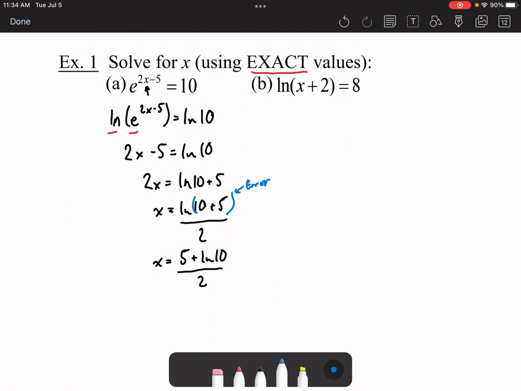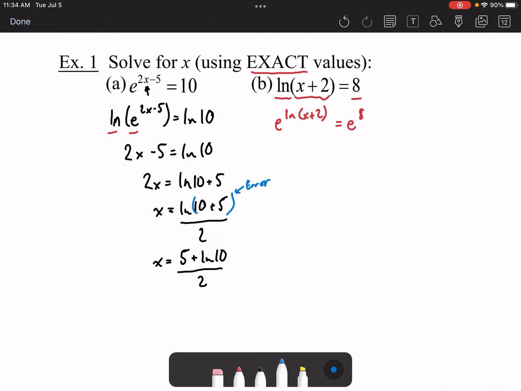Okay? Okay, so we're going to do something similar for part B. Now notice in this case, we're calculating the natural logarithm of x plus 2, which is going to equal 8. But we need to get the x by itself. So to get rid of the ln there, what we do is we apply e as the base on both sides, therefore making both sides pieces of the exponents.